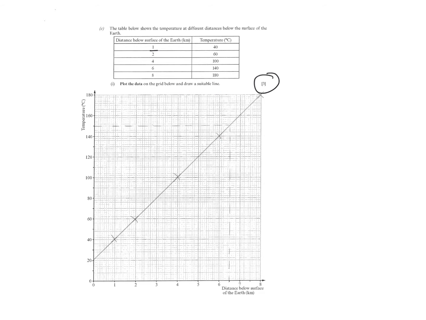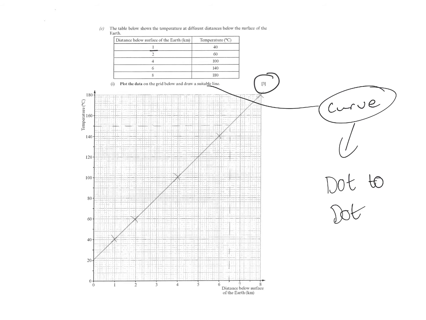Suitable line. That can be a curve if it needs to be, so just be careful of that. But this one is a line. Nice line through. We do not dot to dot. Do not dot to dot unless they ask you to. That is wrong.